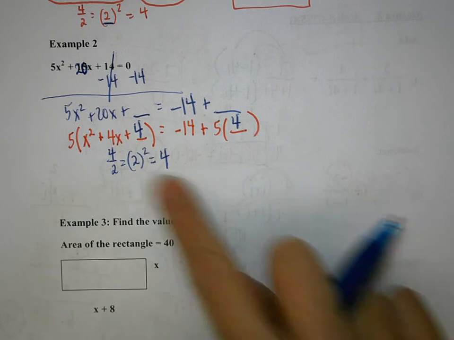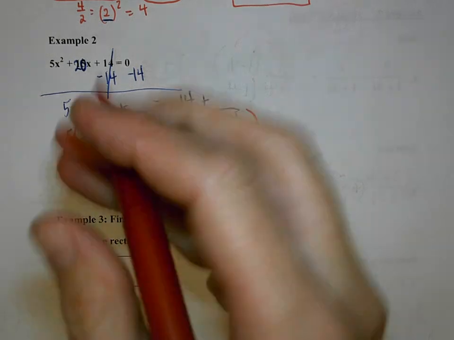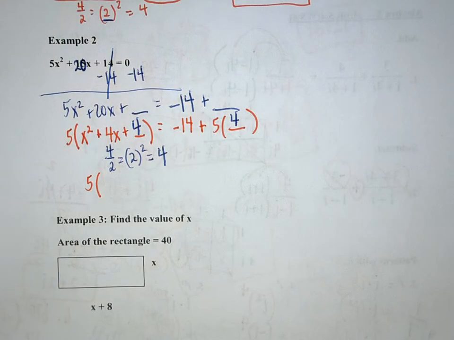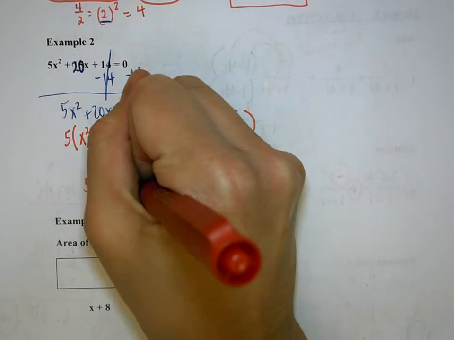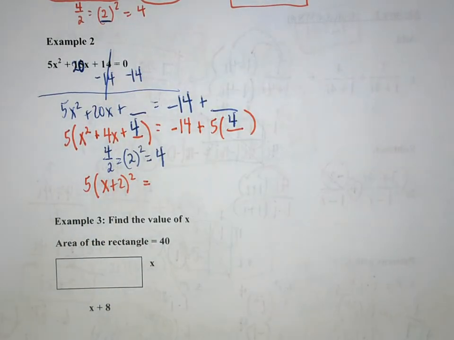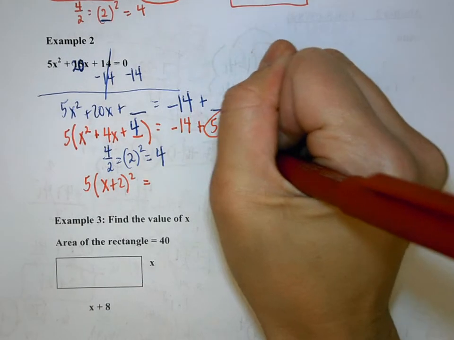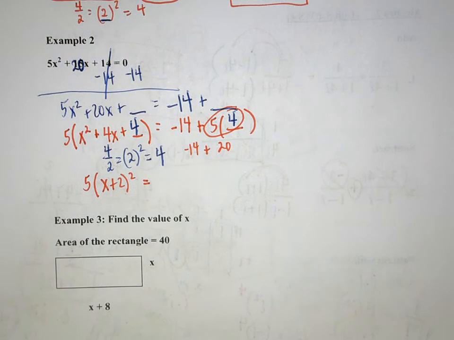So what do I write on the left side right now? Negative 14, wait, negative 14 on the left side. Don't distribute anything. So we have 5, and what's my square going to be? Good. x plus 2 squared equals, and then here we'll multiply. What's 5 times 4? 20. And then we have a negative 14, which makes what? 6.